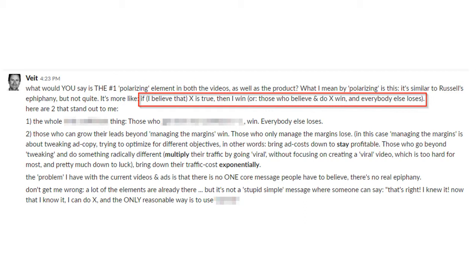So now you start to see how that second point, it's a lot more wordy, and it requires some work here, but it is possible to go out and position this as those who multiply their traffic win, because they can outpace the increase in ad cost. Whereas those who try managing the margins, who try to optimize and tweak, they basically will be overtaken by the increase in ad costs. It's as simple as that, right?